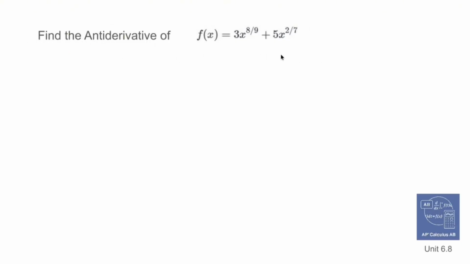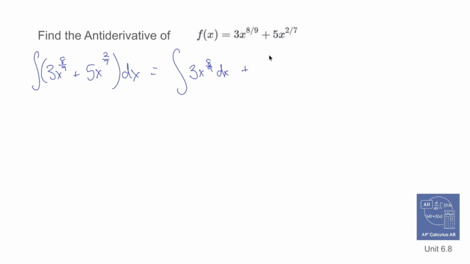Find the antiderivative of f of x, which is... Well, that's just me finding the indefinite integral. So I'm going to write out the integral of 3x to the 8 over 9 plus 5x to the 2 over 7 dx. I'm going to split these up into two separate integrals because why not? So 3x to the 8 over 9 dx plus 5x to the 2 sevenths. Now while I'm at it, oh, dx, can't forget that.